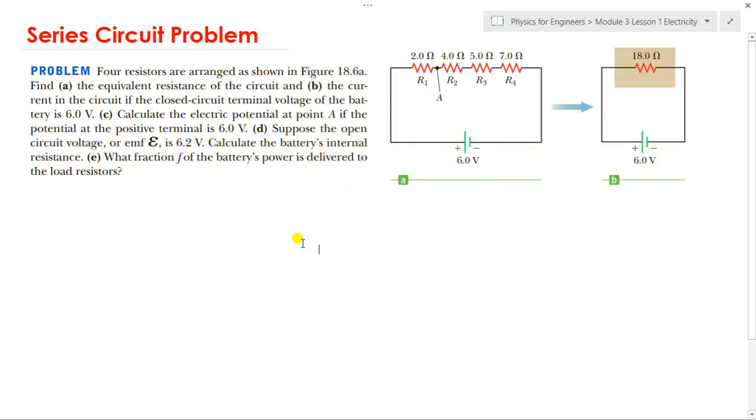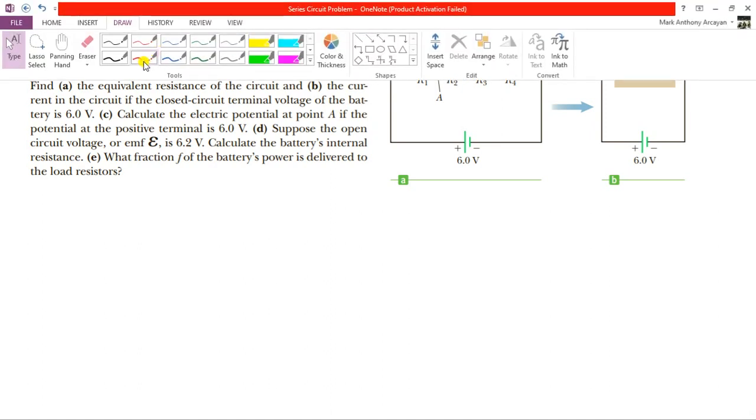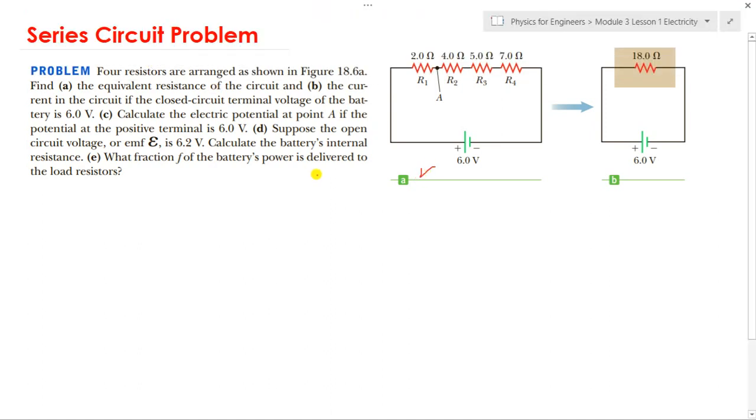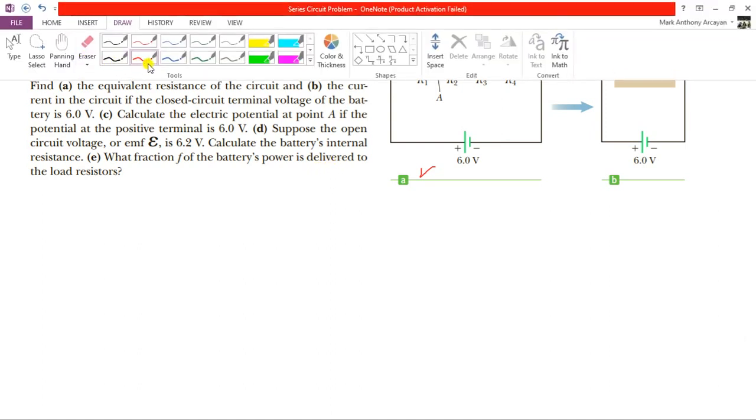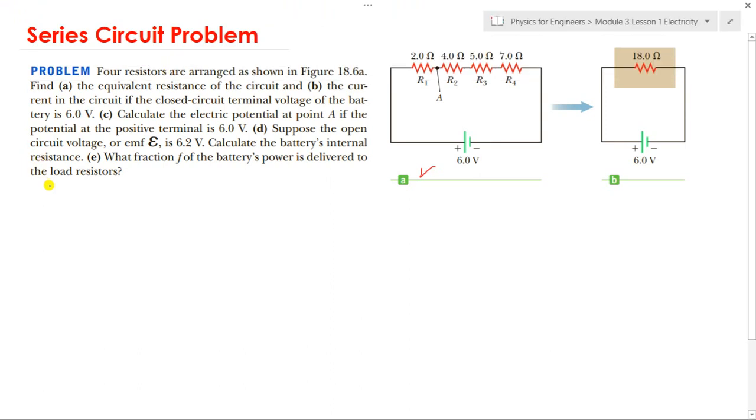So, I have here an example of a series circuit problem. So we have this problem from a survey of college physics. So here we have four resistors arranged as shown in figure 18A. So kani siya kaning first figure. Then find A, the equivalent resistance of the circuit. So diri ato pang lista mga required.